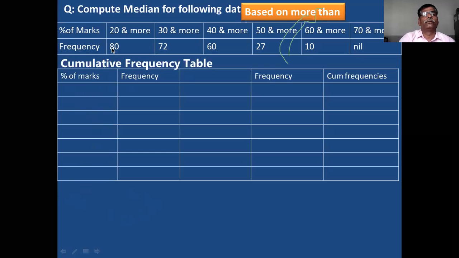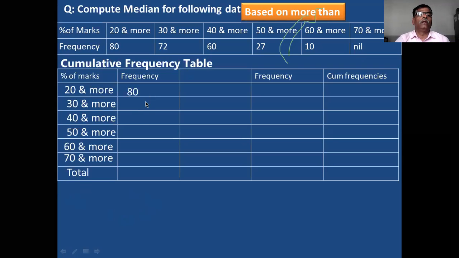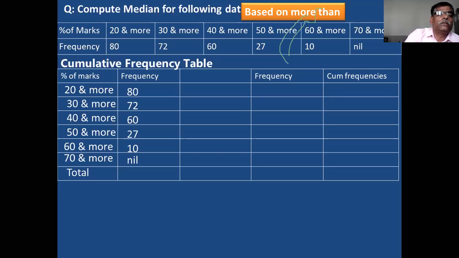I will fix the class first. 20 and more, 30 and more, 40 more, 50 more, 60 more, 70 more. Okay, these are the given information. Frequencies are 80, 72, 60, 27, 10, nil means 0. You take as 0. Okay, this is 0. Then you have to make the class first. 20 means 20, 30, 40, 50, 60, 70. Means these are the lower limits. Then you have to fix the upper limit.